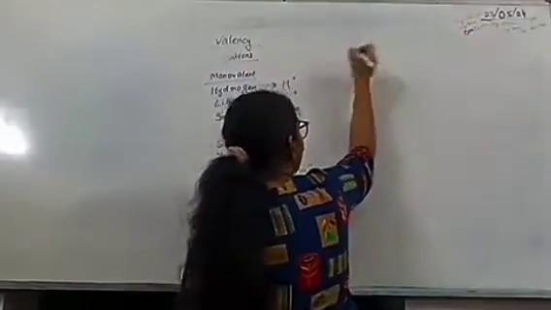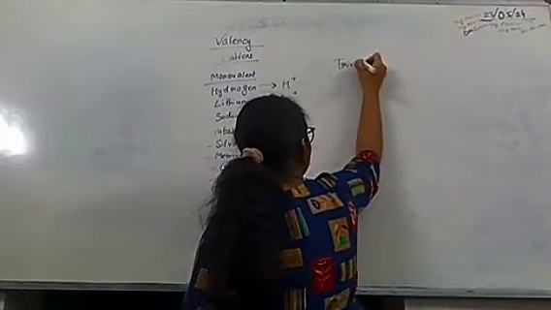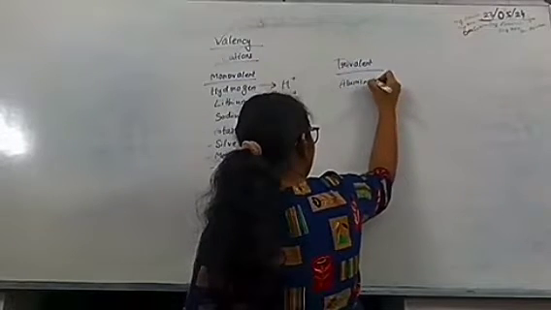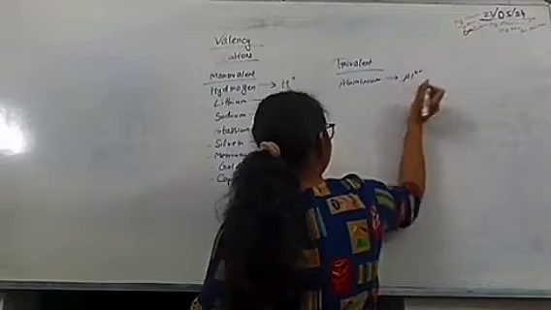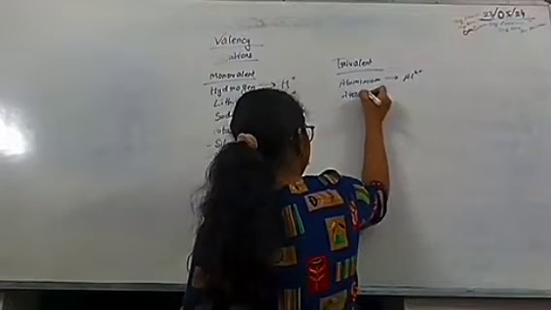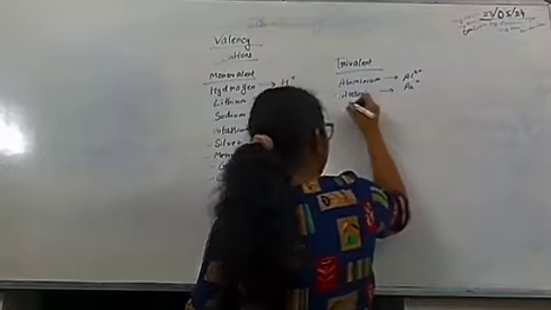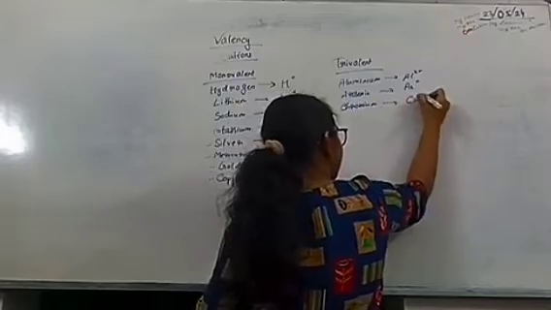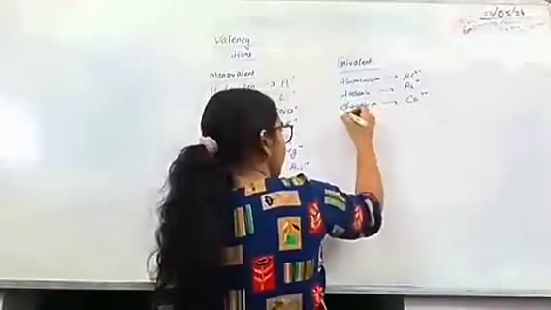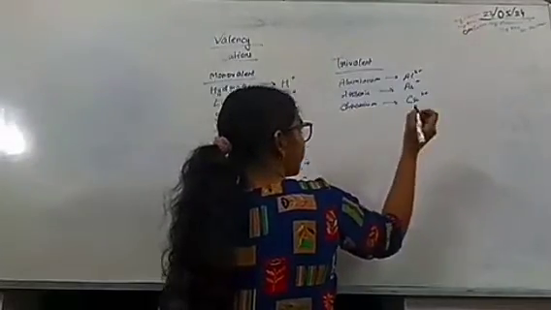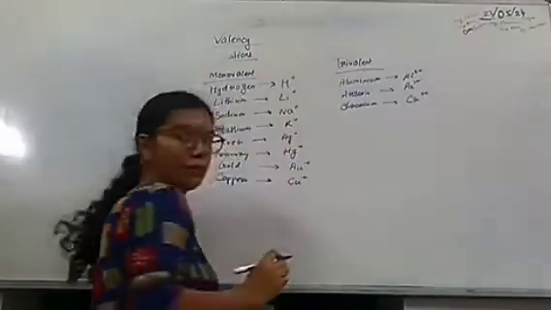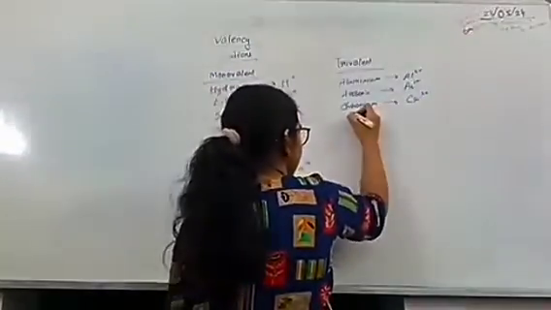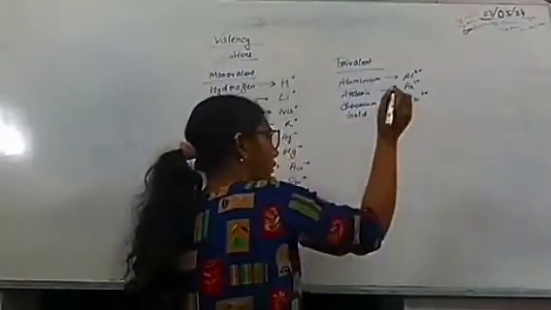I'm writing it over here. The trivalent. The trivalent is aluminium, Al 3 plus. Arsenic, As 3 plus. There is chromium, Cr 3 plus. And there is gold, 3 plus, bismuth, and ferric, which is iron 3.